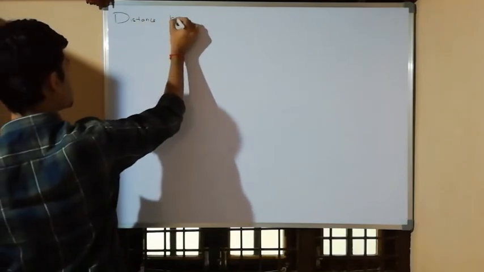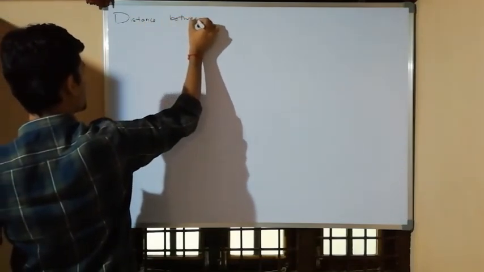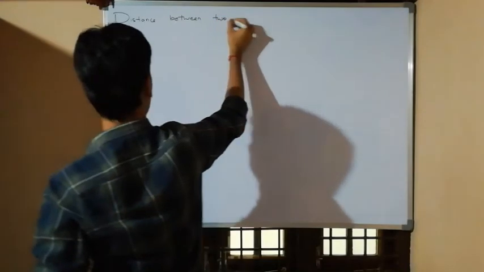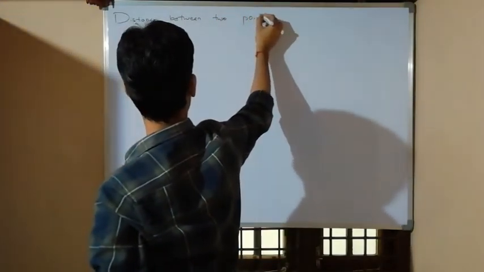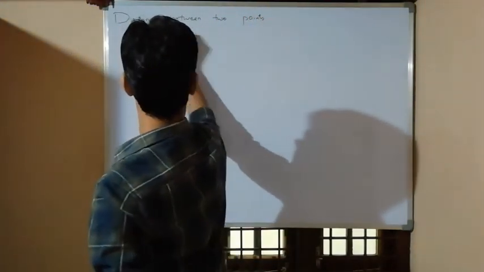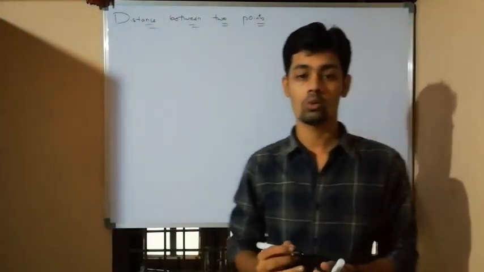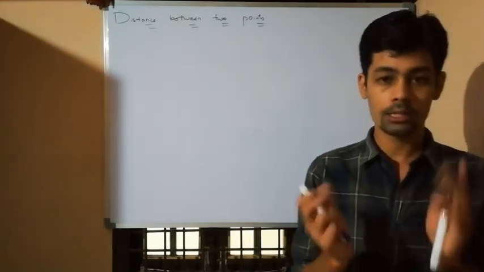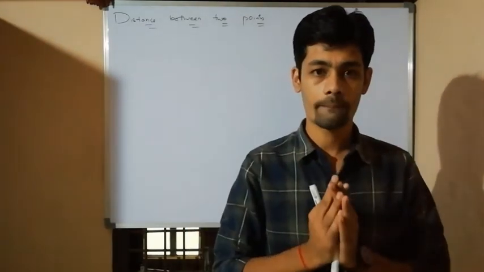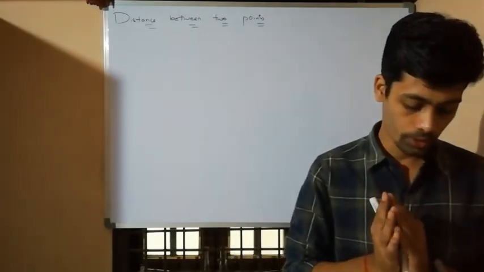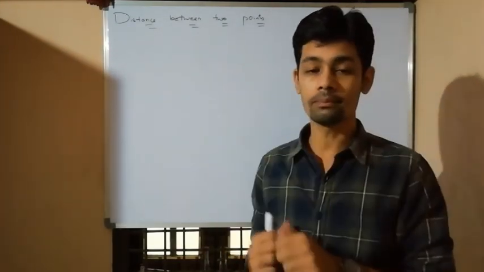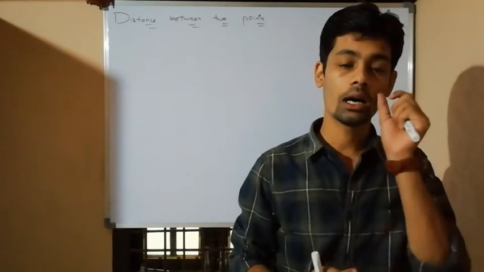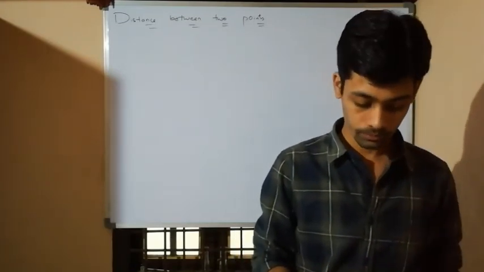Distance between two points. Corresponding to any two points, there exists a unique real number is said to be a distance between two points.